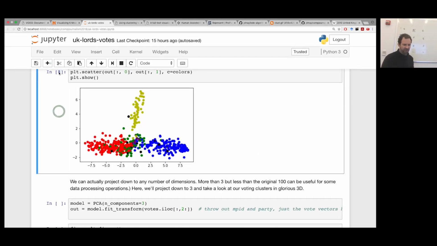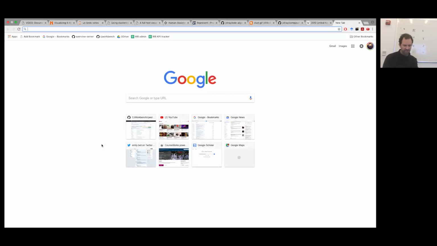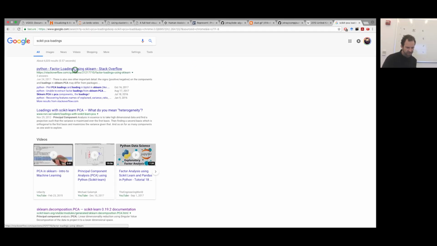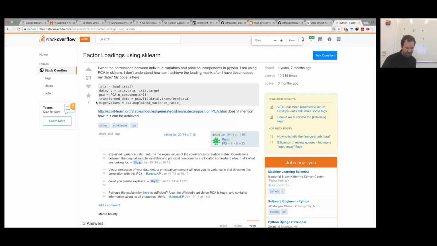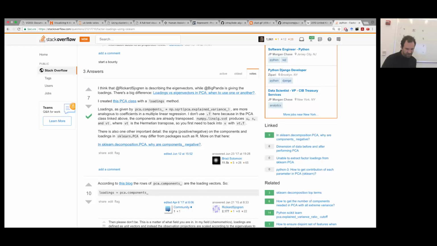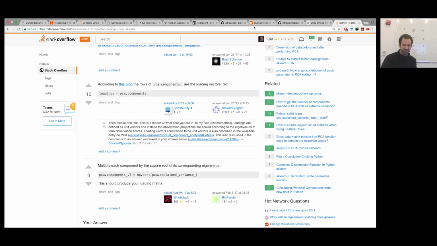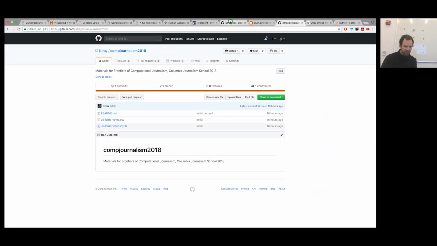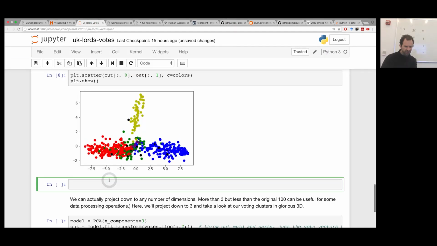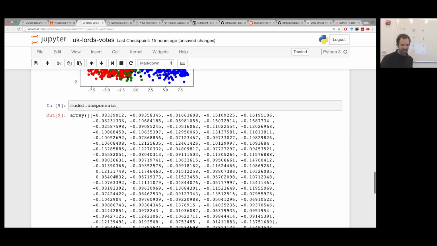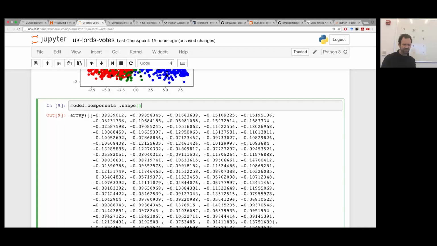I don't remember how to do this now. Scikit PCA loadings, also known as factor loadings. PCA components. Okay, so here we go. And we called it model. All right, numbers. Okay, let's see what shape this is.